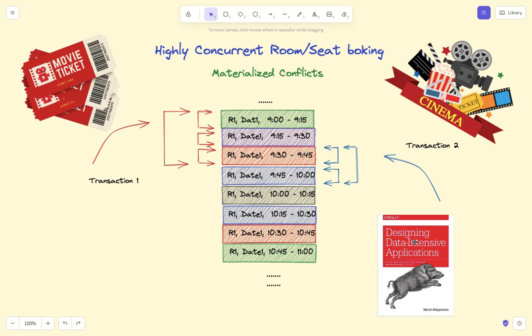Also, for a movie booking system, you have to have some backup system that pre-creates these rows. Let's say for the next 6 months in the case of a meeting booking system, or for the shows coming in the next 1 to 2 months in the case of BookMyShow. So we need to have some auxiliary system that materializes these possible conflicts as rows in the database beforehand. All these rows need to be created beforehand, so we need to have another system that does that.